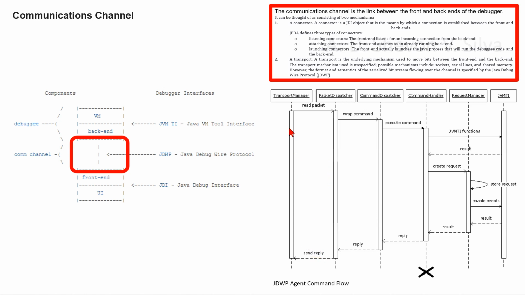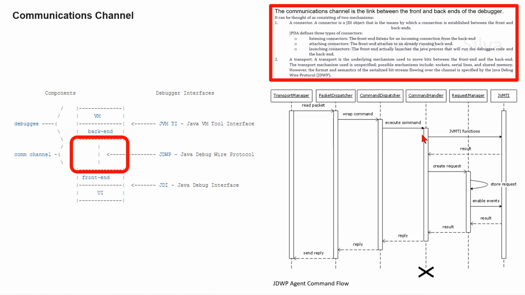1. The transport manager reads the packet and forwards it to the packet dispatcher. 2. The packet dispatcher wraps the packet with the command wrapper and forwards it to the command dispatcher. 3. The command dispatcher reads the header of the command packet to identify the JDWP command type, creates an instance of the corresponding command handler, and passes the packet to the handler for execution.